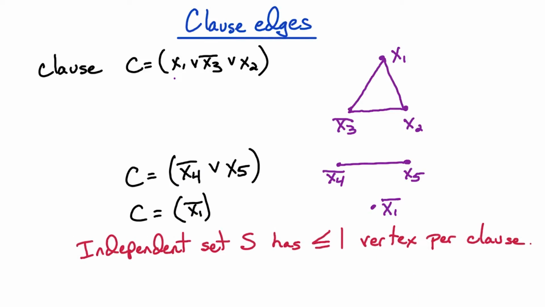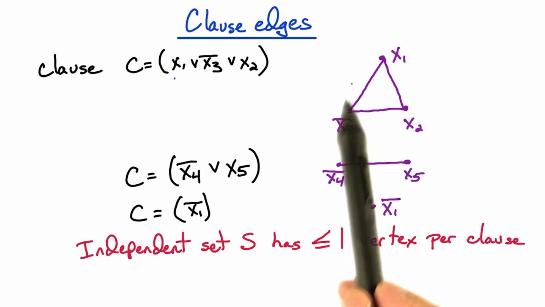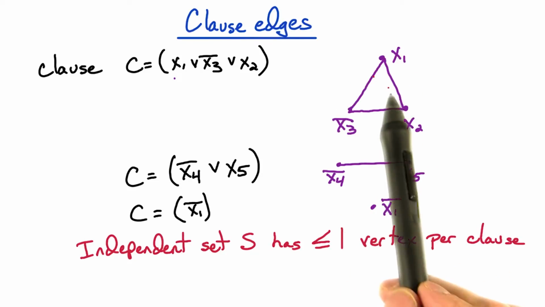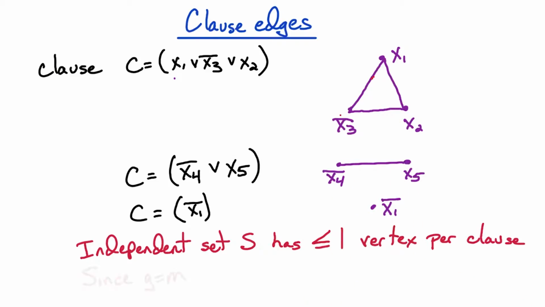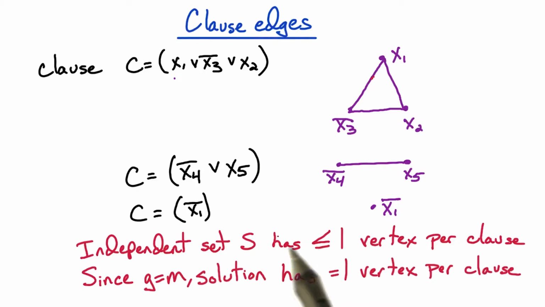This construction has a key property: an independent set S in this graph is going to have at most 1 vertex per clause. If you look at these 3 vertices, we can only include one of them because there's edges between all pairs. Now recall our goal was to find an independent set of size at least m. Since every independent set has at most 1 vertex per clause, in order to achieve our goal of an independent set of size at least m, this solution has to have exactly 1 vertex per clause.